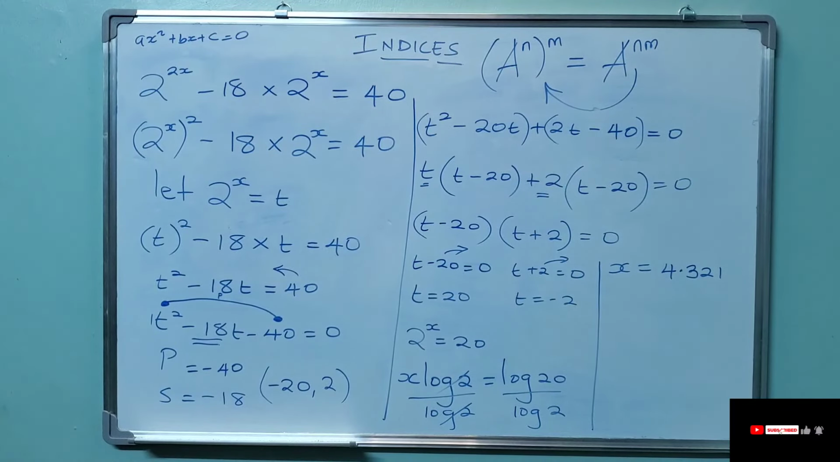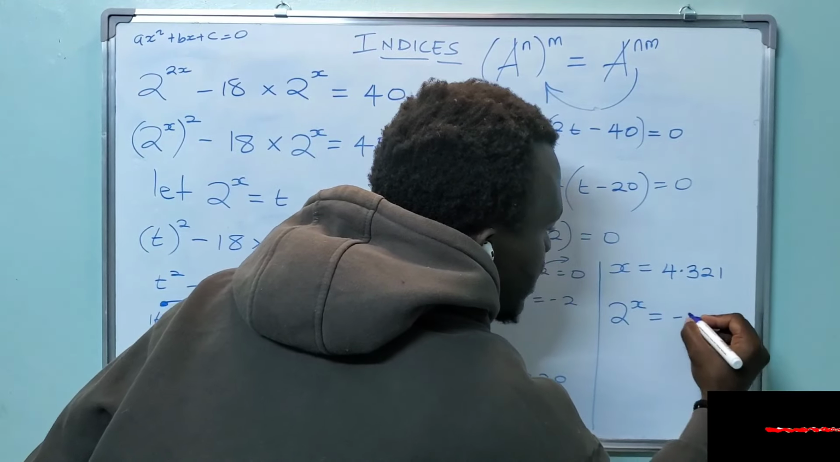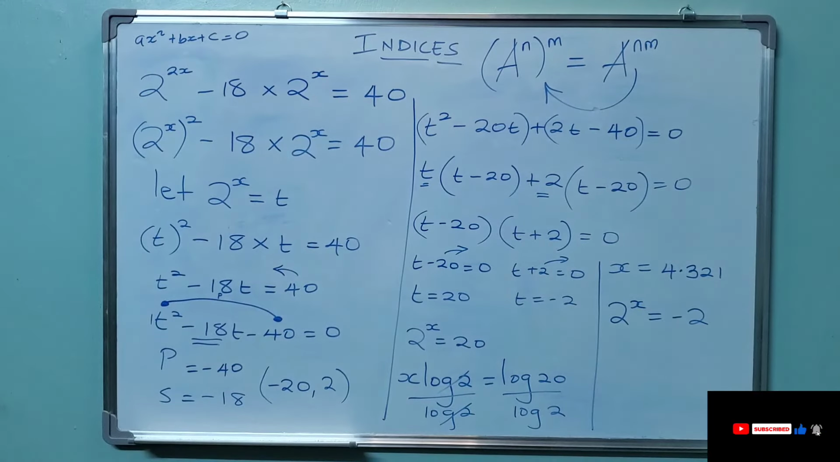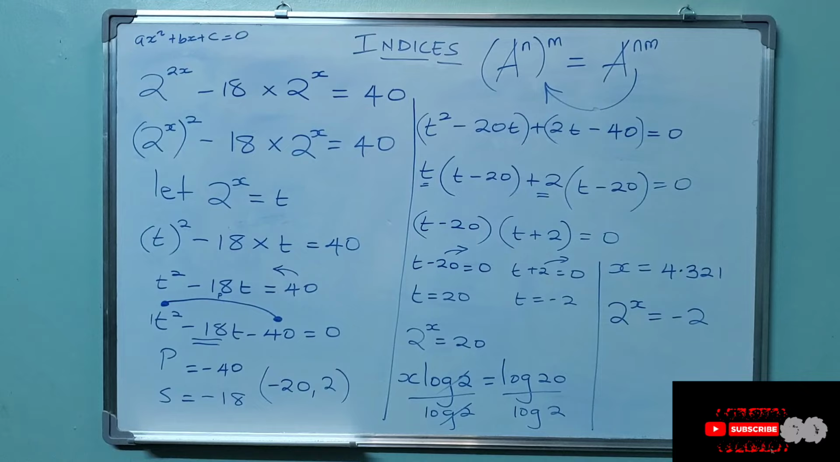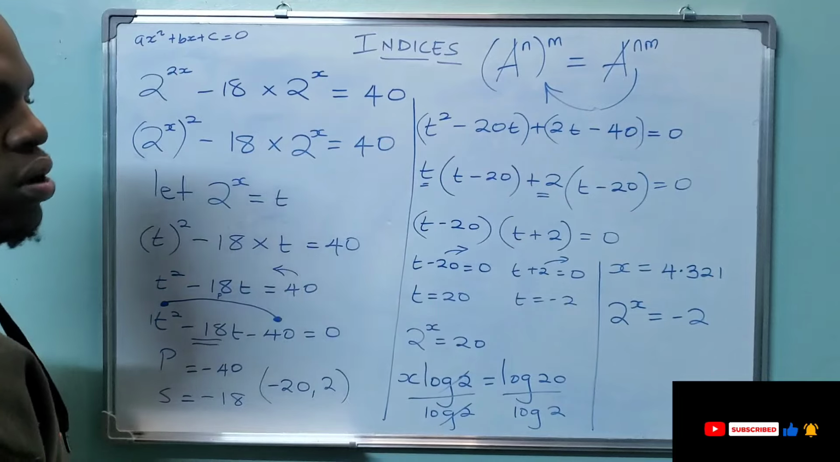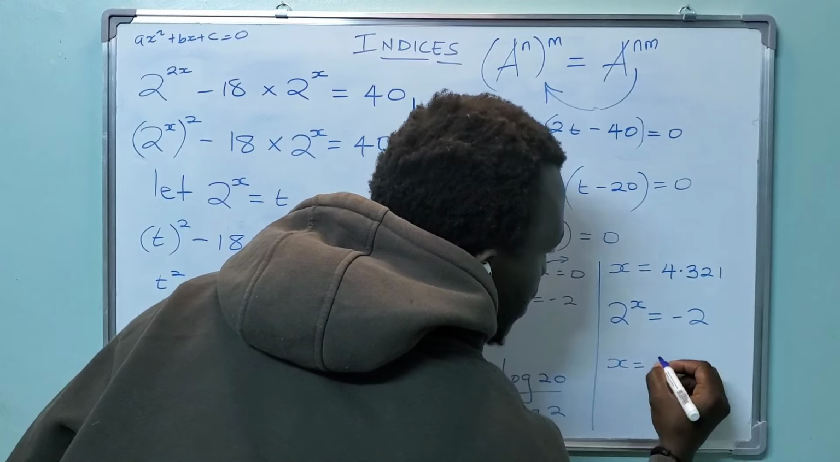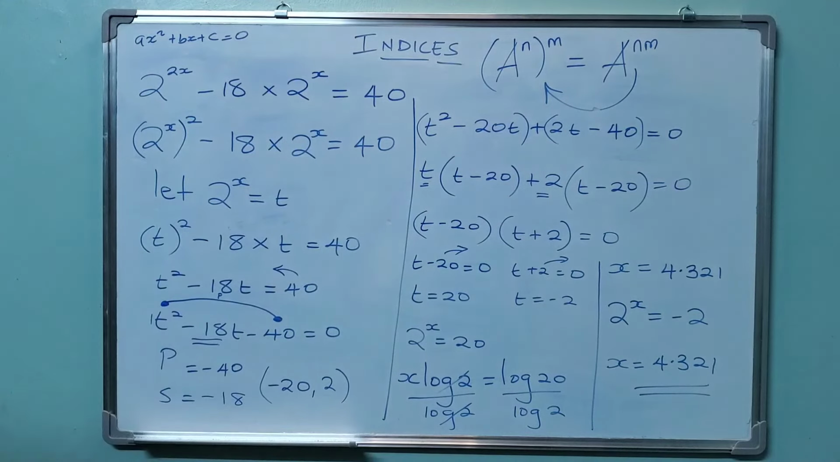The second part of it, remember we are going also to equate it to negative 2. So when I come here say 2 raised to power x equals negative 2, we cannot make this and this to the same base. Yeah, negative 2 and 2, we cannot make them to the same base. So in that case, x is a complex value. Are you together? So here, x is a complex value. So possibly the value of x here is going to be 4.321. And that is our final answer.